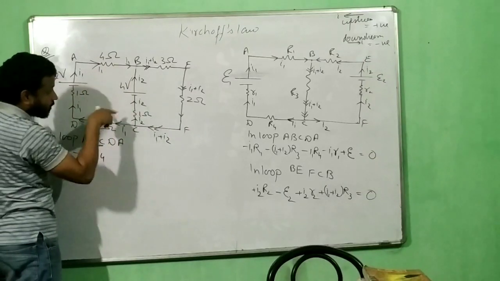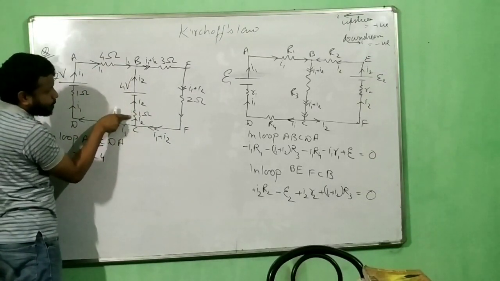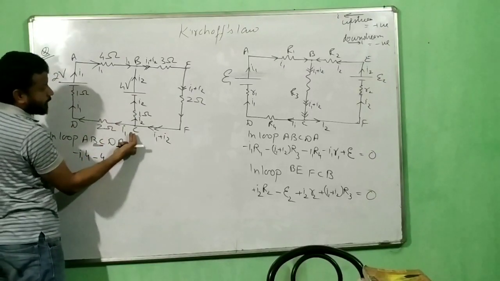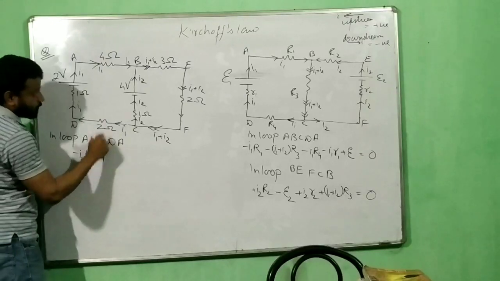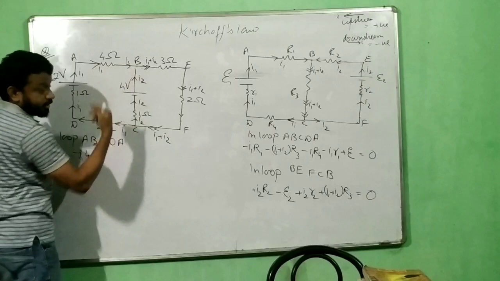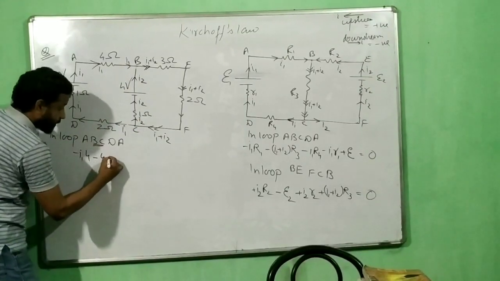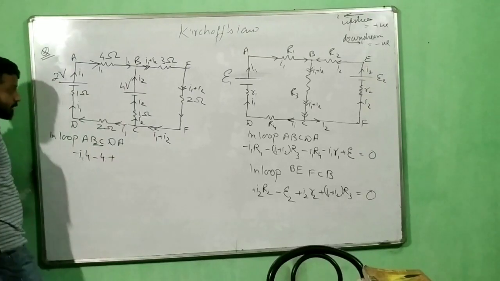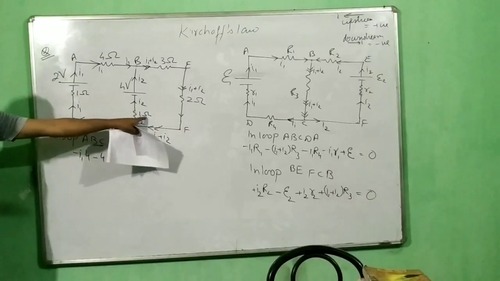Now come back to the logic of current. Now you are crossing this resistance. You are crossing opposite to the direction of current. Current is flowing from C to B, and you are coming from B to C. Remember, don't forget how you are moving. So B to C, you are going upstream. Upstream means plus I2 times 1. This resistance is 1 ohm.